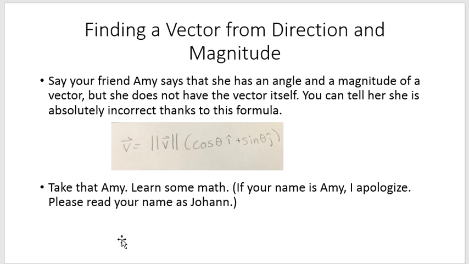I'm tired. So finding a vector from direction and magnitude. Say your friend Amy says that she has an angle and a magnitude of a vector, but she does not have the vector itself. You can tell her she is absolutely incorrect thanks to this formula. Vector v equals the magnitude of vector v times cosine theta i plus sine theta j. Easy peasy. Take that, Amy, learn some math.